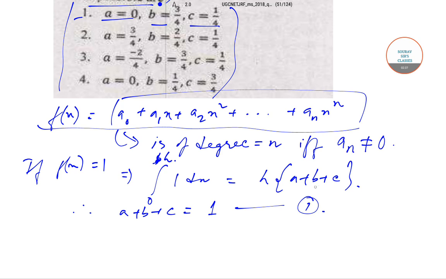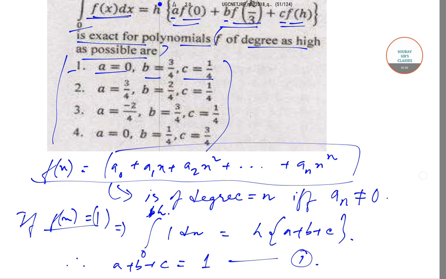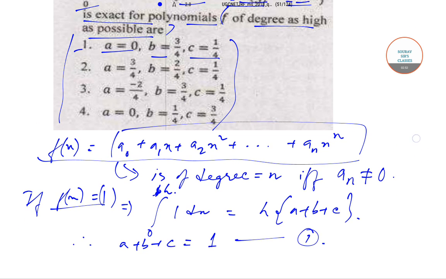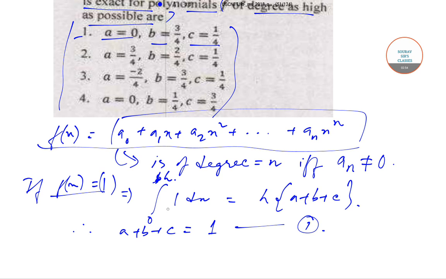As you can see, it is 0 to h, and since f of x is constant, that is equal to 1, therefore f of 0 is also equal to 1, f of h by 3 is also equal to 1, and f of h is also equal to 1. So if this part is integrated, this will be h, and h cancels out, so we'll get a plus b plus c is equal to 1. So this is the first equation.